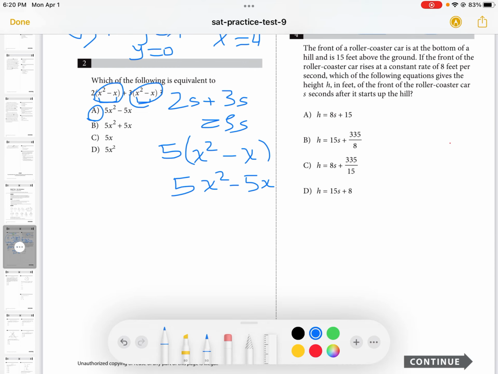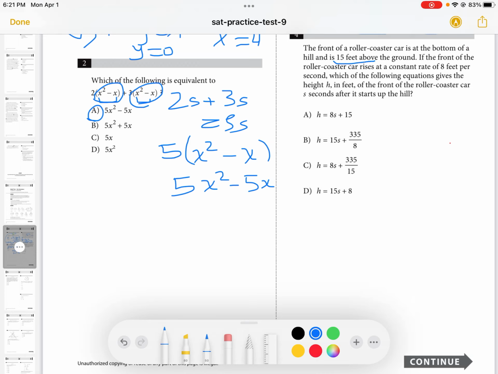Alright, the front of a roller coaster car is at the bottom of a hill and is 15 feet above the ground. If the front of the roller coaster rises at a constant rate of 8 feet per second, which of the following equations gives the height h in feet of the front of the roller coaster car s seconds after it starts up the hill?